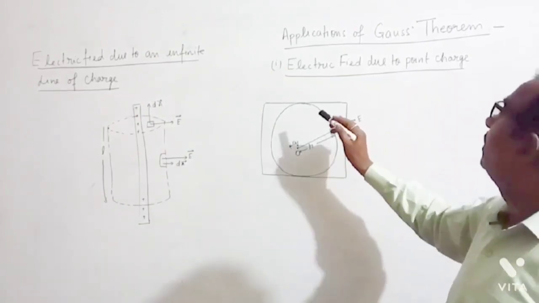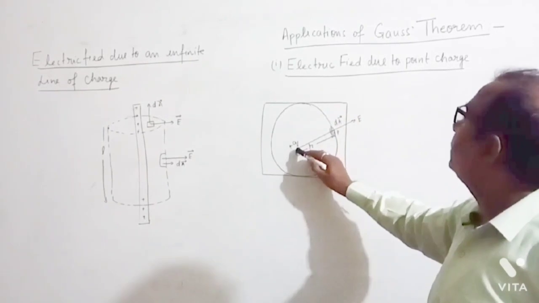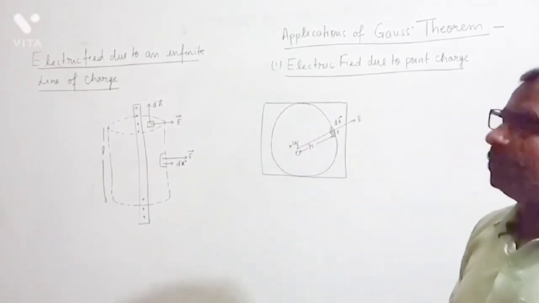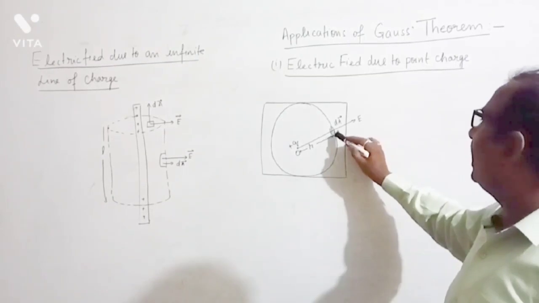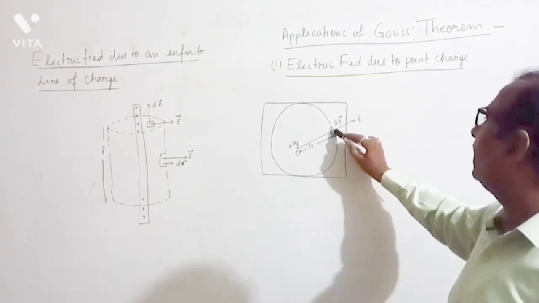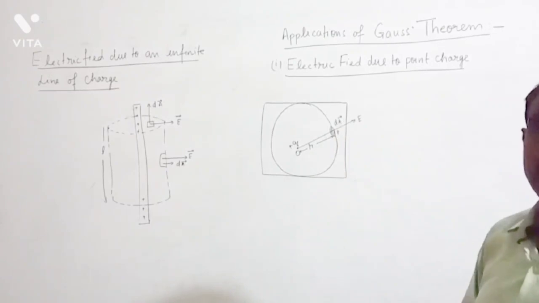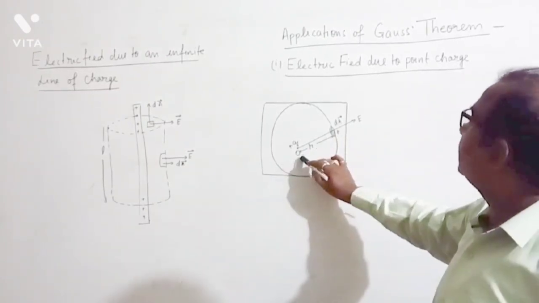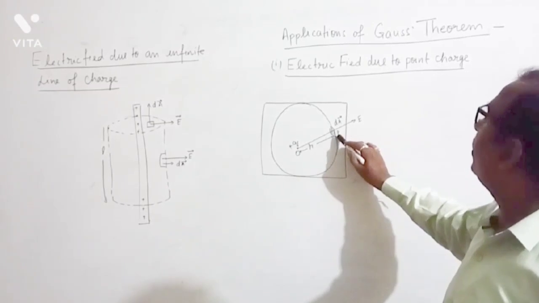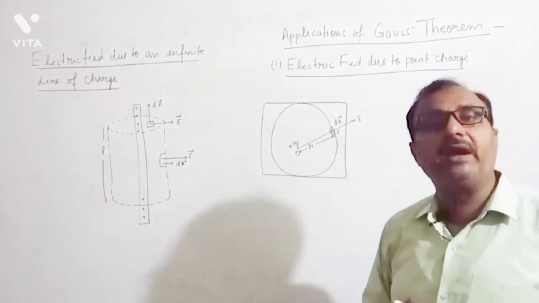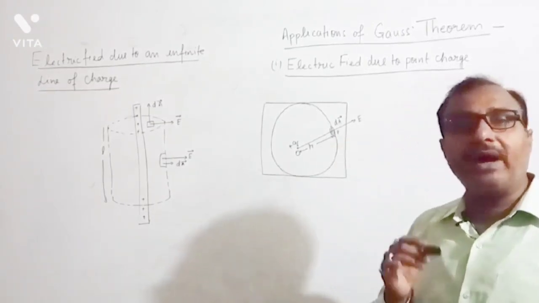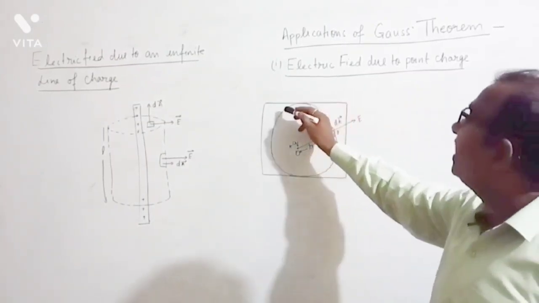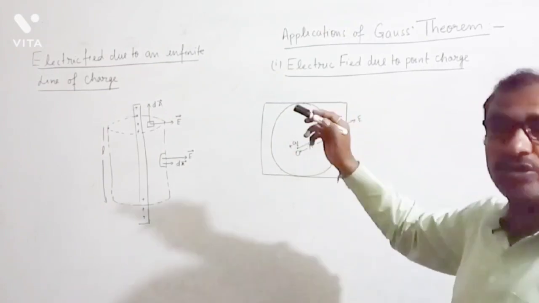Suppose that you have a charge Q. Due to that, you have to find out intensity of electric field at point P. For that purpose, you take an imaginary Gaussian surface around that.